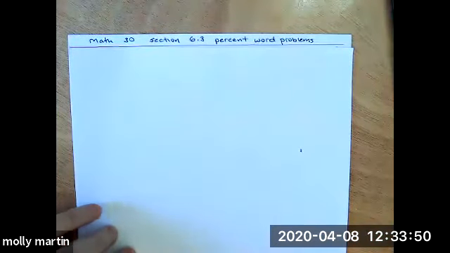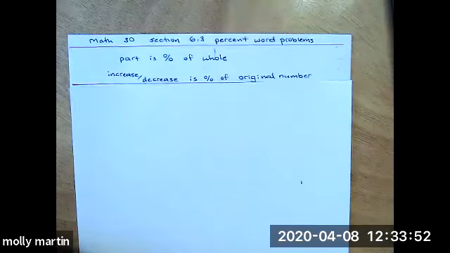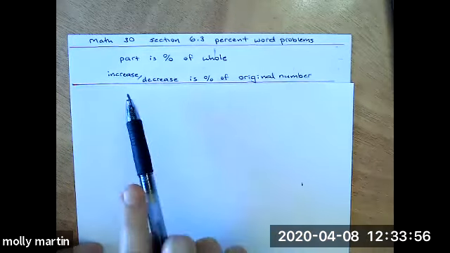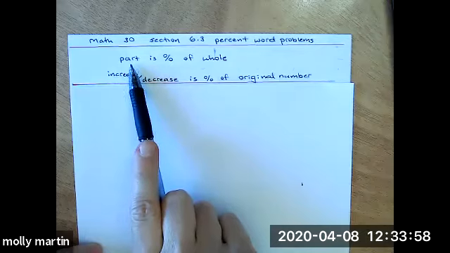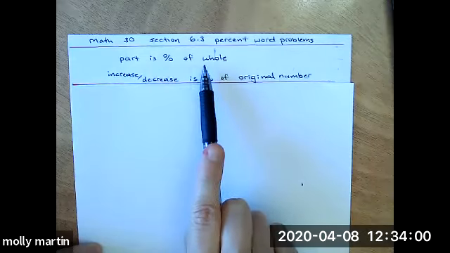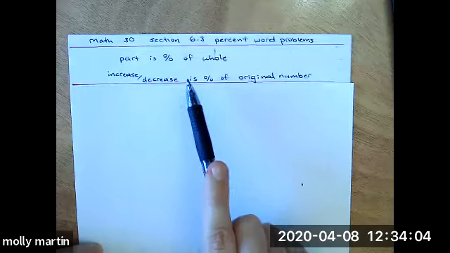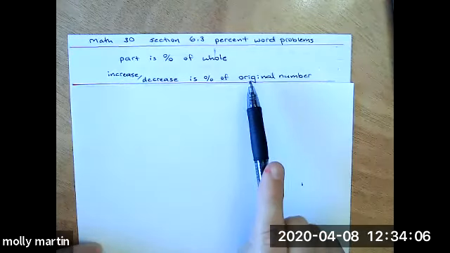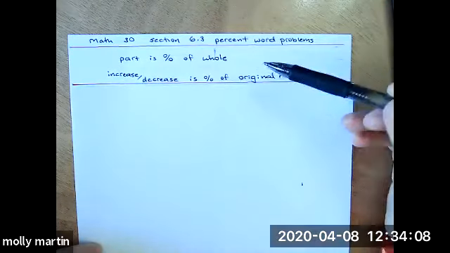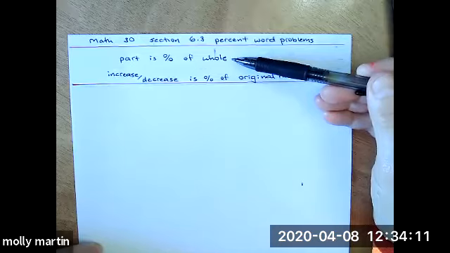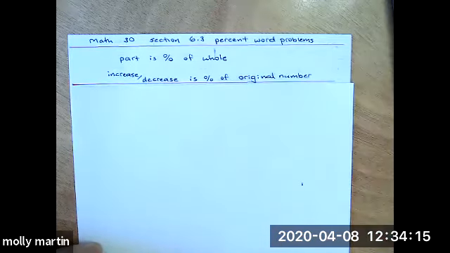Percent word problems. There are two main types of percent word problems. It's either part is a percent of the whole, or the increase or decrease is a percent of the original number. Most of them can be solved using part as a percent of a whole. Here's some examples.